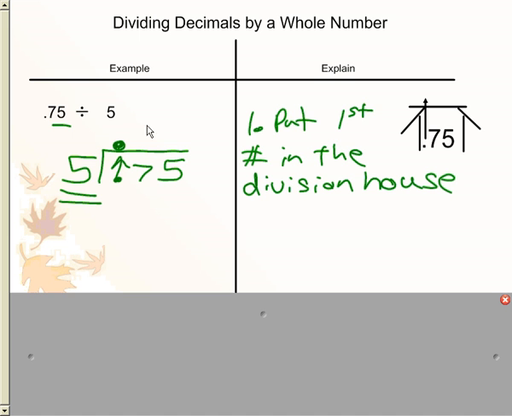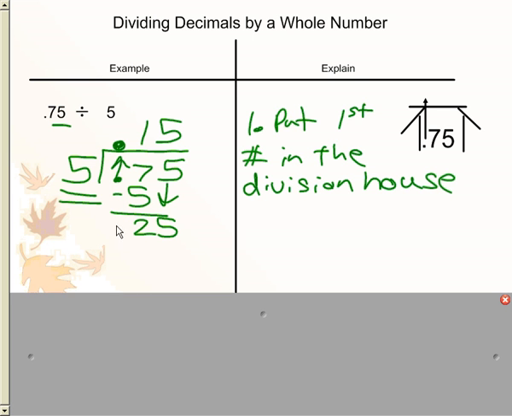So 5 goes into 7 one time. 1 times 5 is 5. And let's subtract. 7 minus 5 equals 2. You drop down the next digit. Then 5 goes into 25 5 times. So notice our answer is already ready to go with the decimal.